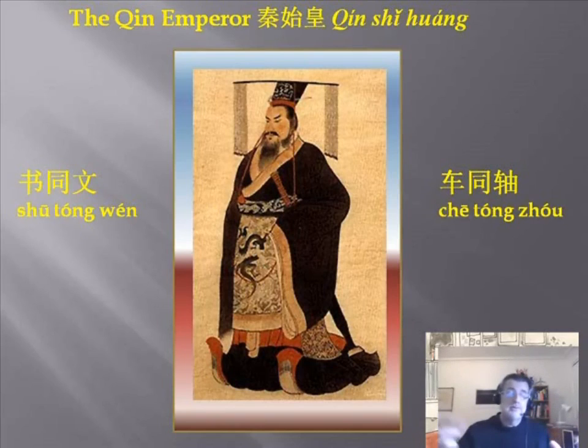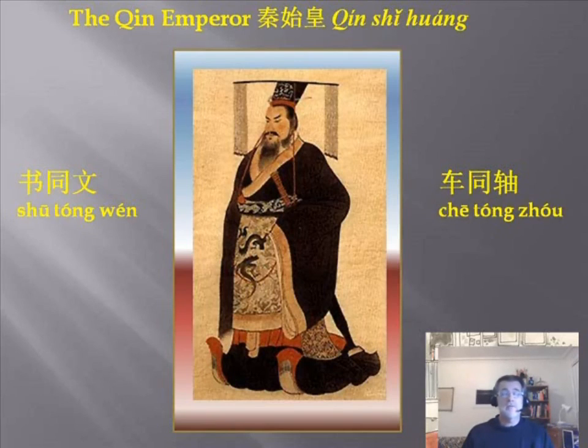Now, I mean, a fairly broad standard, but he aimed to standardize the system of writing, and in Chinese that's called Shu Tong Wen. It's part of a well-known Chinese saying. So he united the system of writing. Now, what's interesting about that? Well, sorry, before I go on about that, he also did some other things.